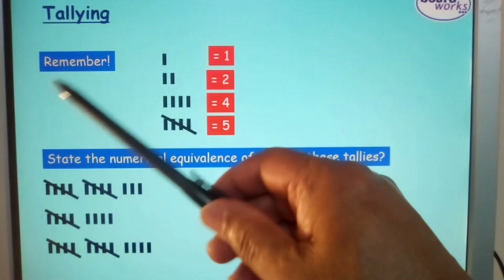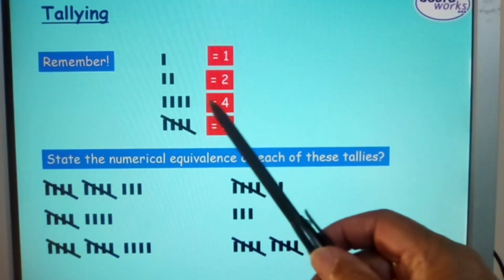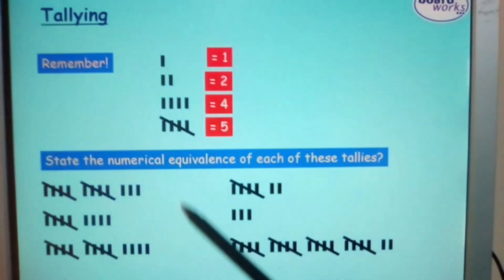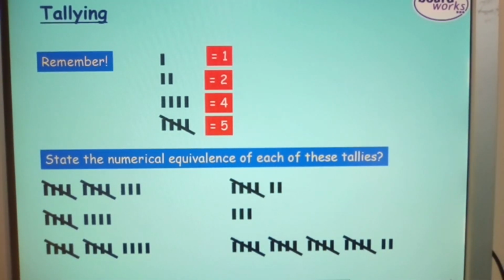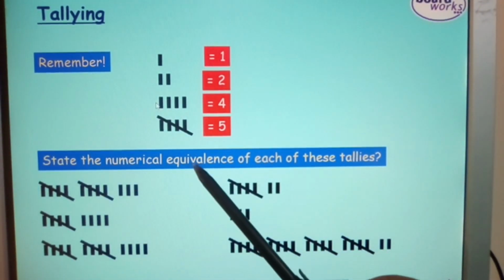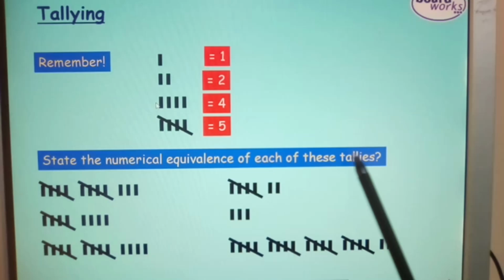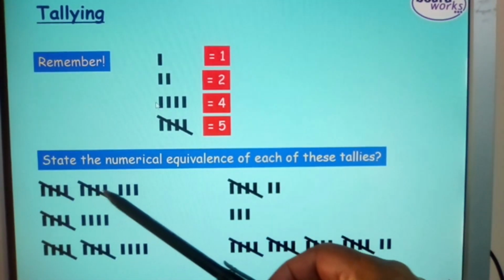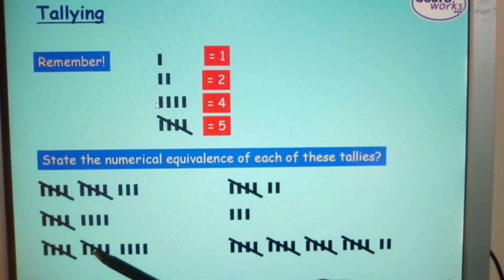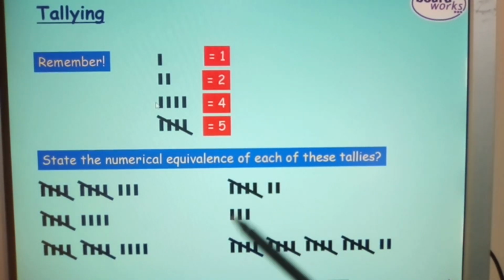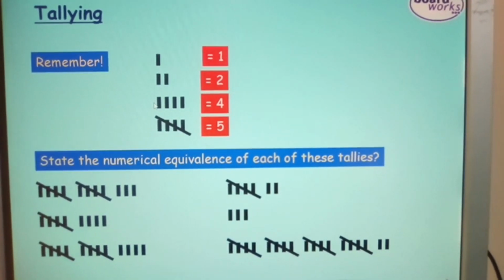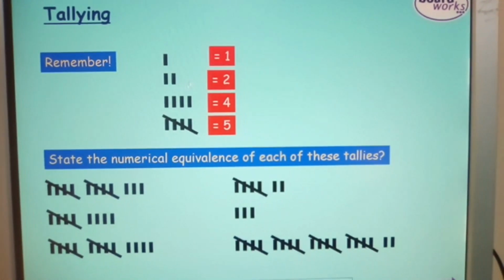Now tallying, remember that's your tally, okay? That's 5. State the numerical equivalence of each of these tallies, okay? So here you have 5, 10, 13. Here you have 5, 9. Here you have 5, 5, 10, 14. Here you have 5, 6, 7. Here you have 3. Here you have 5, 10, 15, 20, 22. Okay? Right, now let's see if I'm right.